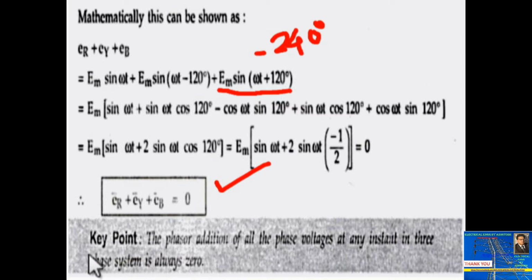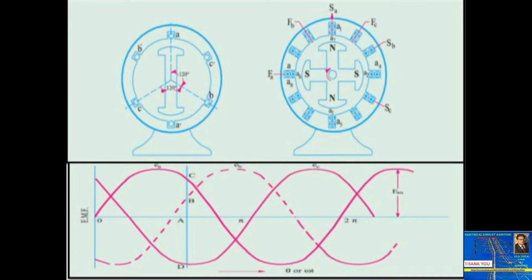So you can see here, the key point is that the phasor addition of all the phase voltages at any instant in a three-phase system is always 0. So this is basically a very important point. And how the EMF is generated, you can see over here. This is the waveform induced. This is the waveform of phase A or R. Okay, so it will look like this.